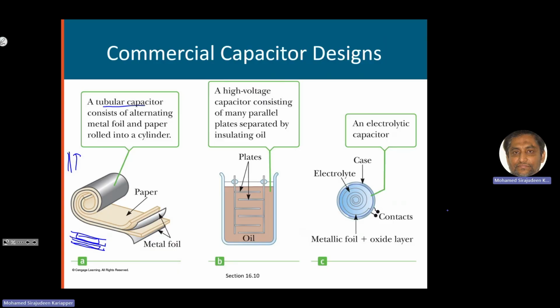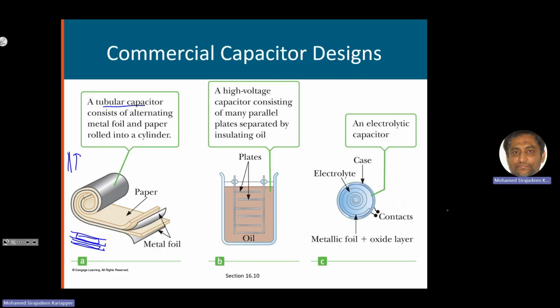And these metal plates are thin foil. So it can be rolled, it's flexible. So we can economize the space, okay? We can have a very large capacitor in a small space by rolling it and making the volume small. So these are commercial capacitor designs.